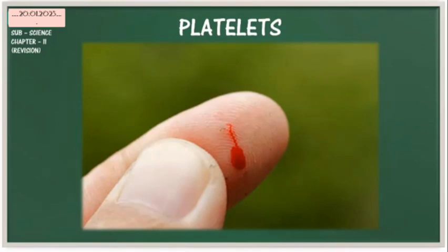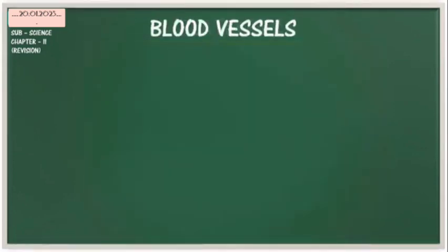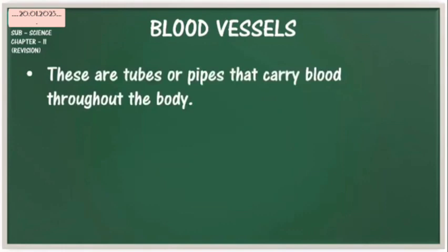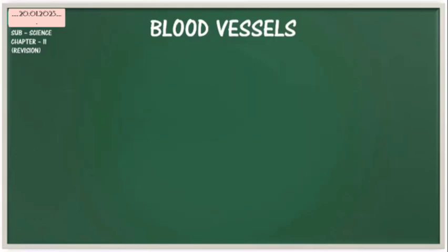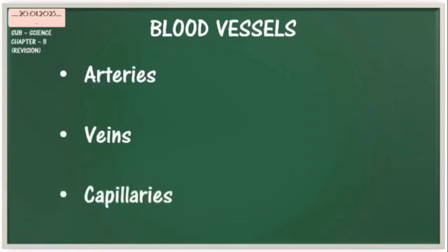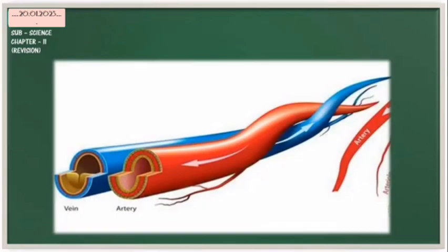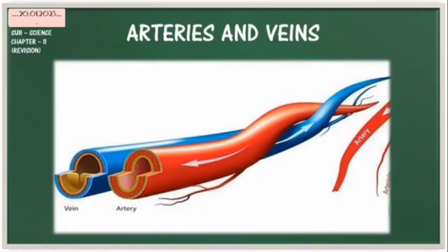Then comes blood vessels. These are tubes or pipes that carry blood throughout the body. It runs between the heart and the rest of the body. There are three major types of blood vessels in the body, that is, arteries, veins, and capillaries. Arteries carry blood from the heart to all parts of the body, while the veins are the blood vessels that carry blood from all the parts of the body back to the heart.